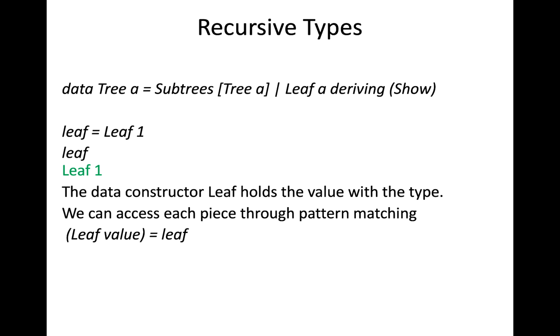Now that means, say we have already defined this small leaf, and then on the Haskell console, say we are trying to extract the value part which is inside this leaf. Then you can write Leaf value equals leaf on the Haskell console, and using pattern matching, Haskell can recognize that the value is 1. So if you then type value on the console, Haskell will give you this green response.